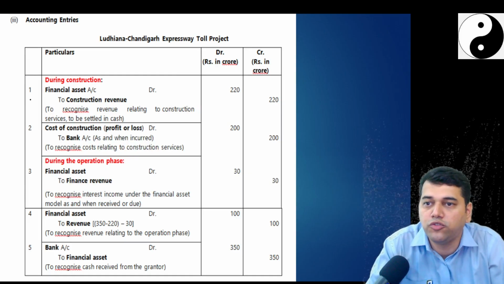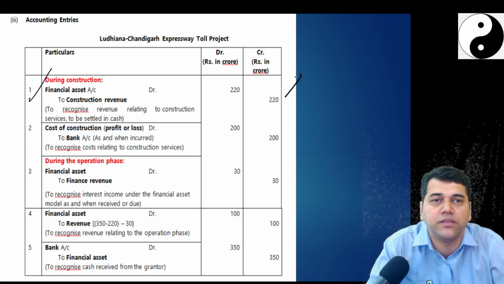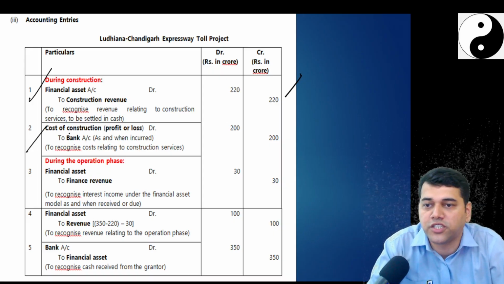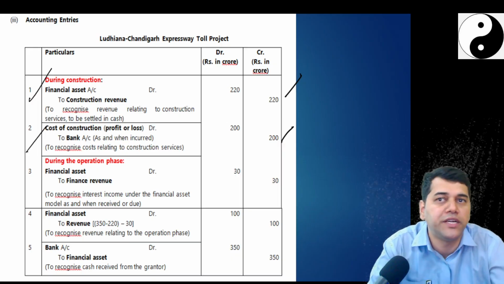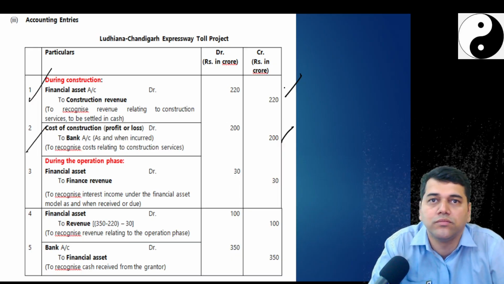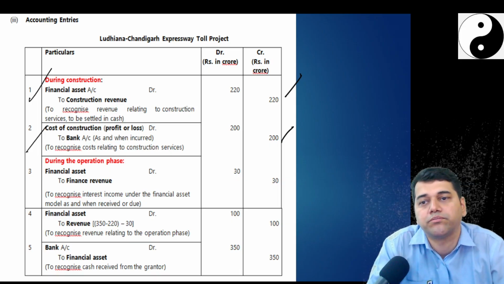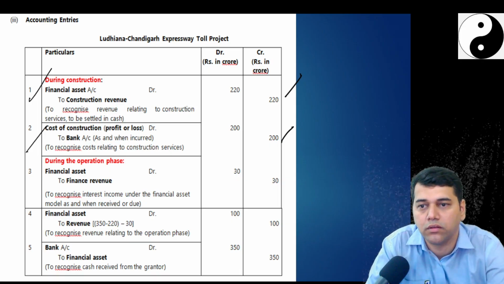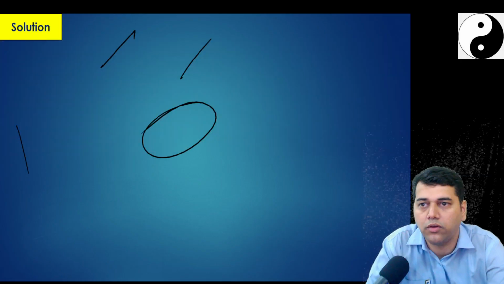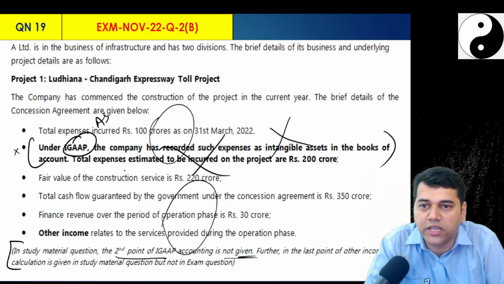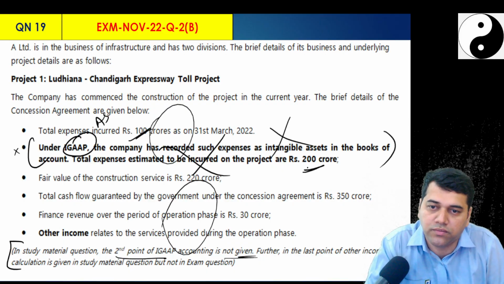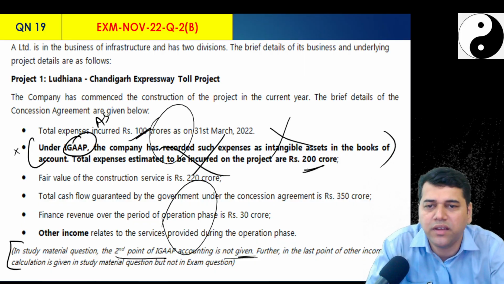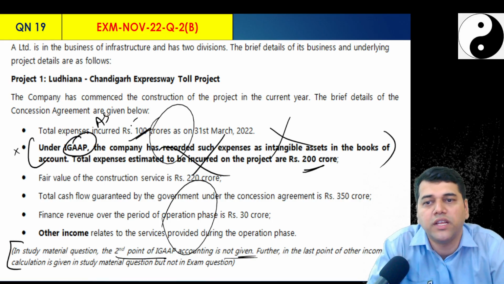So during the construction phase, you have passed financial asset to construction revenue 220, cost of construction to bank 200 as and when incurred. So we are going to pass one cumulative entry for the entire period. Did you write these two? Okay. Let us see what they have done. Total expenses incurred 100 crores. Estimated is 200 crores. It should go on 100. Yes, maybe they have missed it. What should go in the bank is only 100.